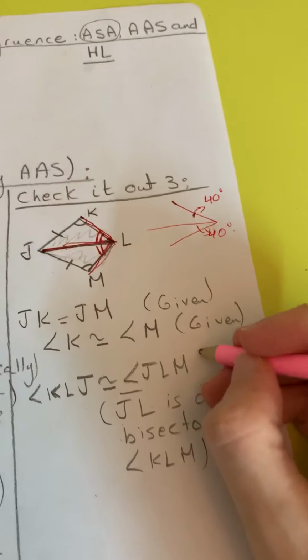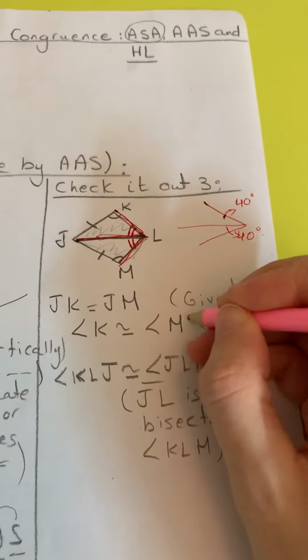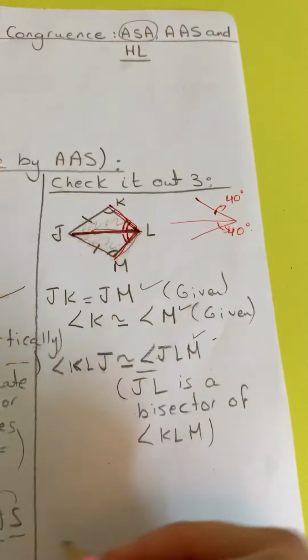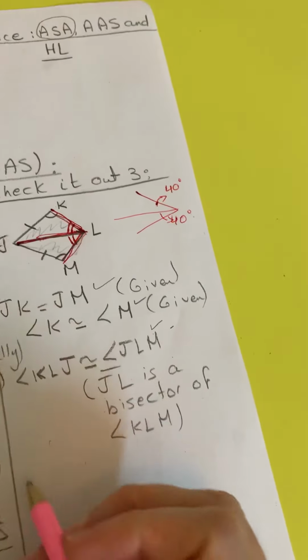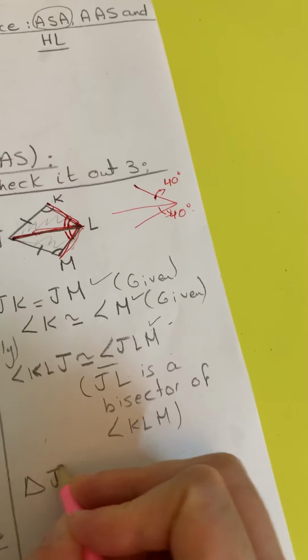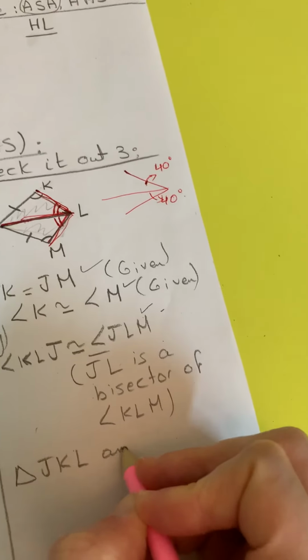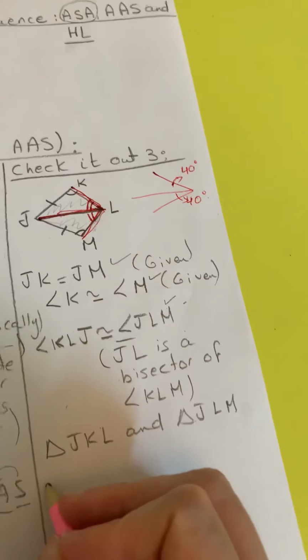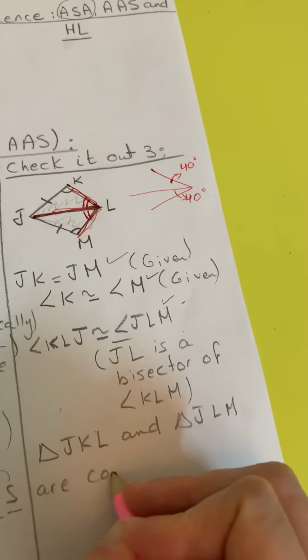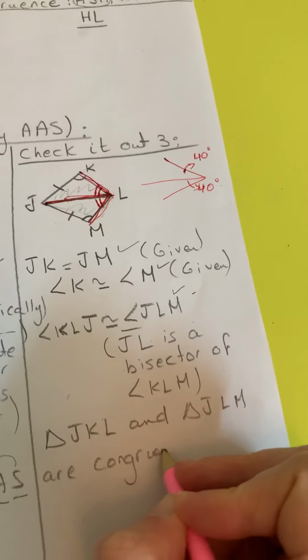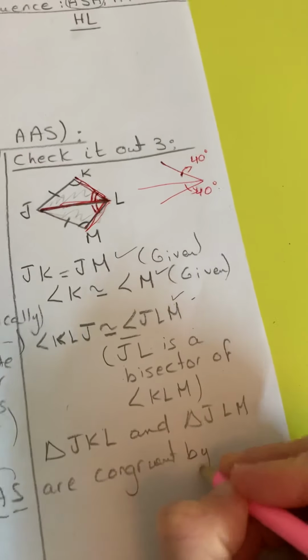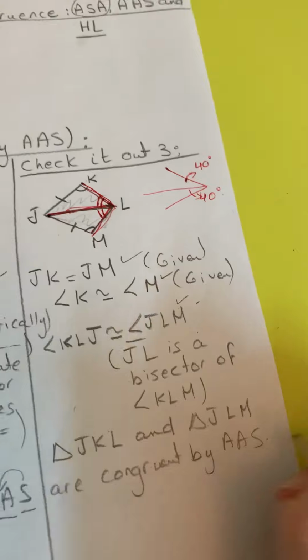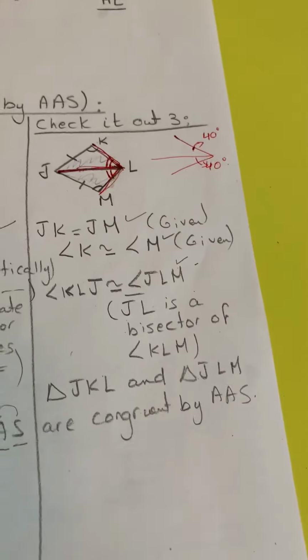So I have one angle, two angles, and one side. So triangles JKL and JLM are congruent by angle, angle, side. Any two angles and one side would be enough.